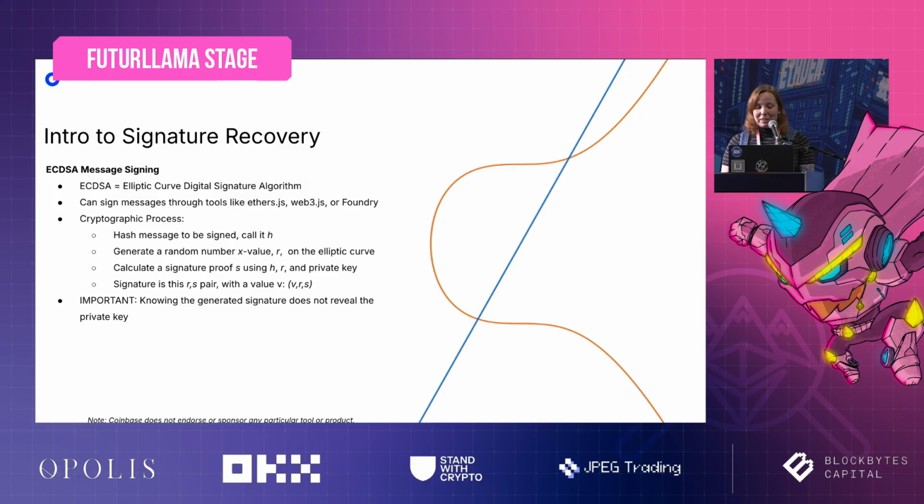And the important underlying part, again, the part that is going away with quantum computing, is that knowing the generated signature doesn't reveal the private key. It's easy to go forward, but not easy right now to go backwards.